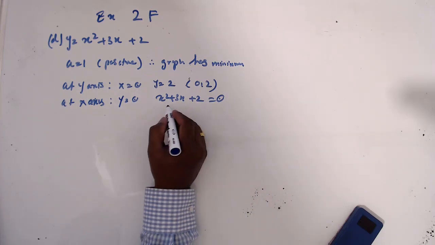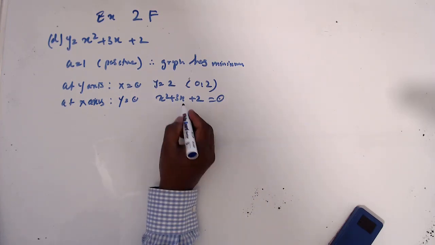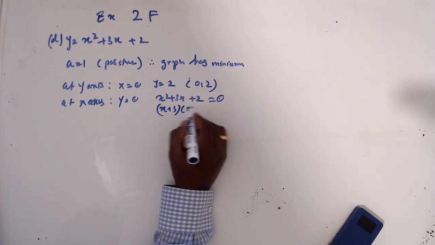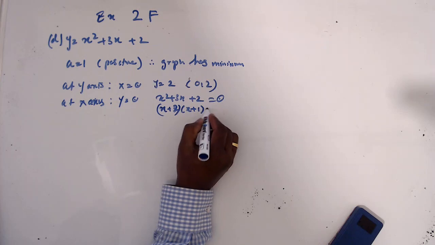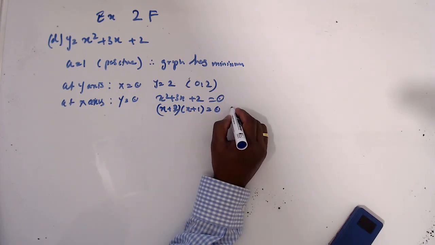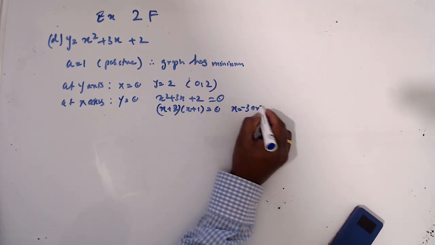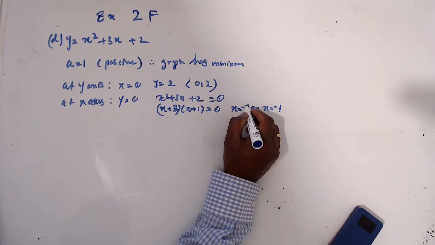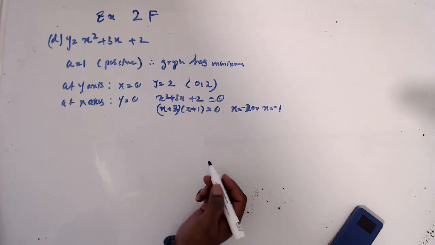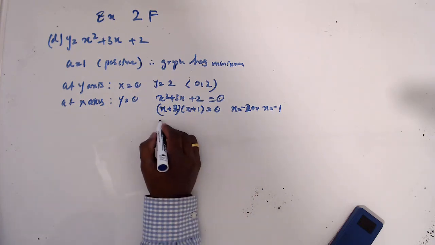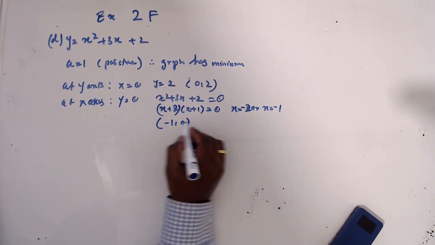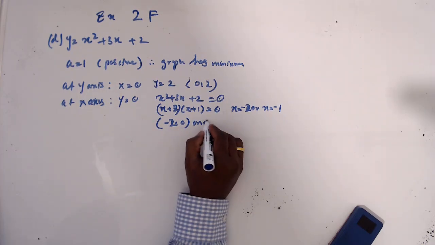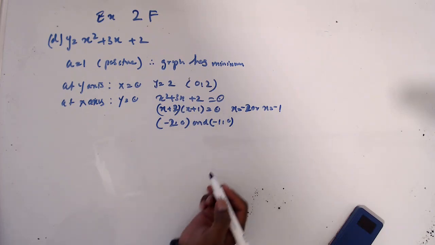So (x plus 2) times (x plus 1) equals 0. X equals minus 2 or x equals minus 1. So the coordinates are minus 1, 0 and minus 2, 0, and those are the roots.